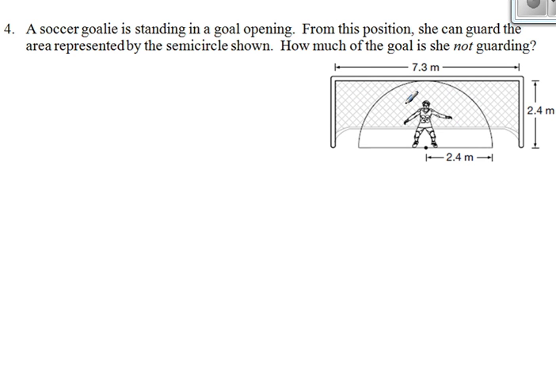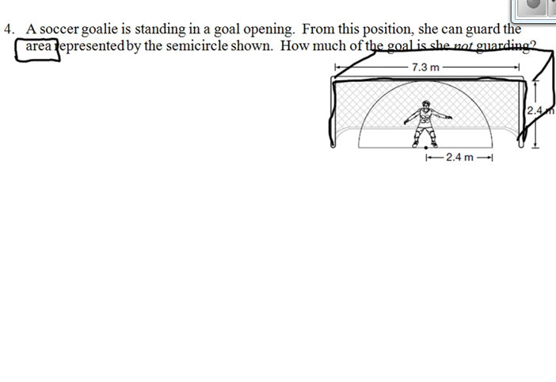It says a soccer goalie is standing in a goal opening. From this position, she can guard the area represented by the semicircle shown. How much of the goal is she not guarding? So we know that this is an area question. First of all, it says so, but of course we know it's area anyway, because when you guard a goal, you don't only guard the perimeter. That doesn't make sense. And it's not a volume question because there's no indication of 3 dimensions.